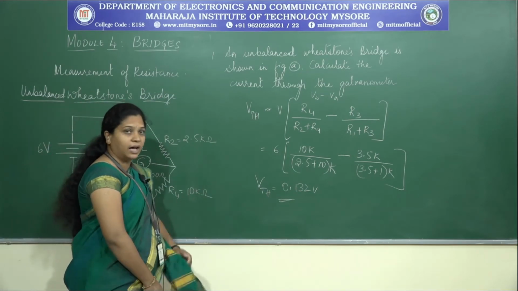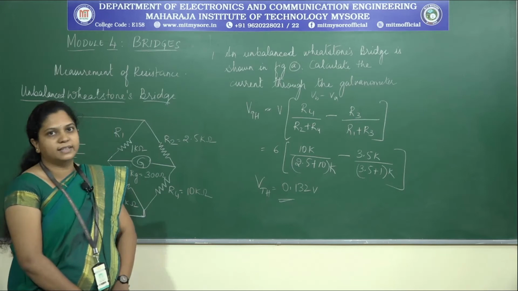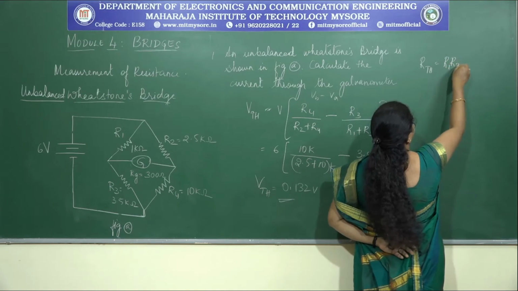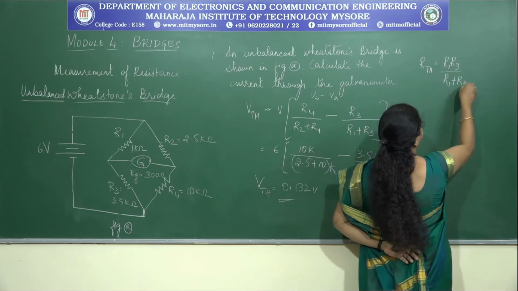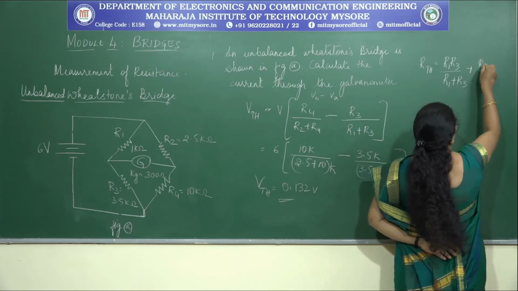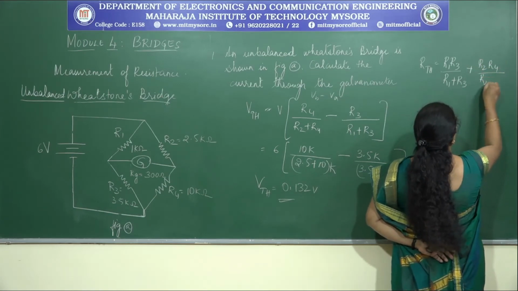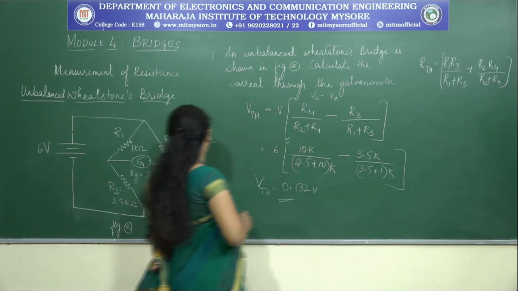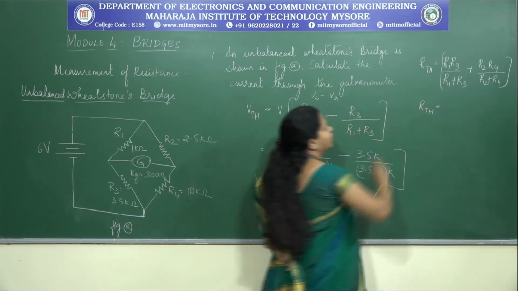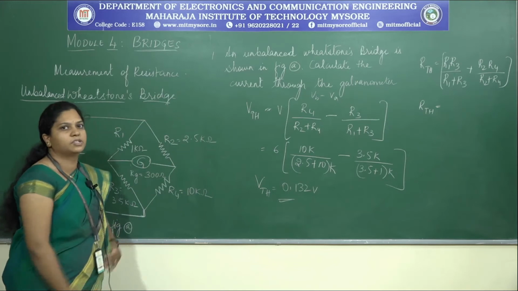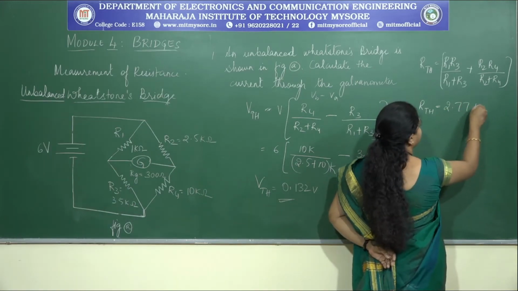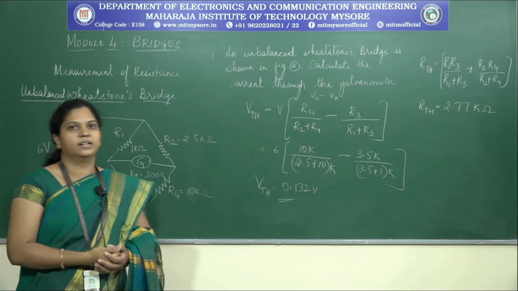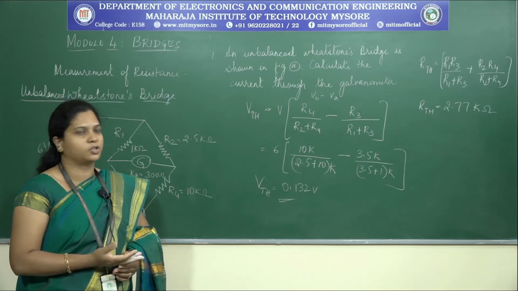Okay. Similarly, can we find out R Thevenin? So, what is the formula for R Thevenin? Here let me write R Thevenin is equal to R1 into R3 divided by R1 plus R3 plus R2 into R4 divided by R2 plus R4. Put in all the values and tell what is the R Thevenin equivalent. Okay, carefully you must do the calculation. Around 2.77 kilo ohms you are getting. 2.77, what is the point after the decimal point? You can take 2 digits or 3 digits, it is your choice.